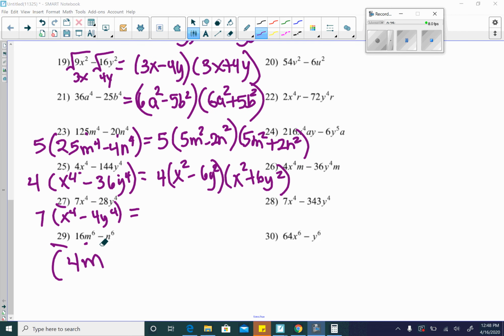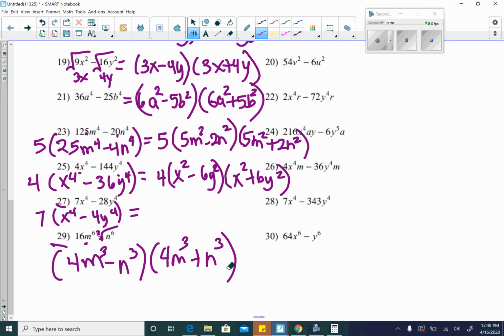And for 29, the 6th power doesn't really change much, except that this will be broken up into 4m cubed minus n cubed, because if you're taking the square root, you're dividing the exponent 6 by 2, times 4m cubed plus n cubed. Okay, so that's how that works there.